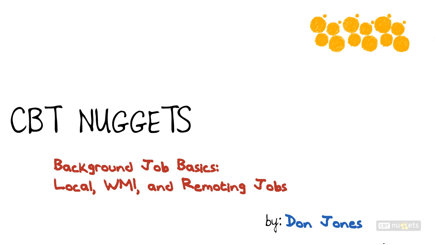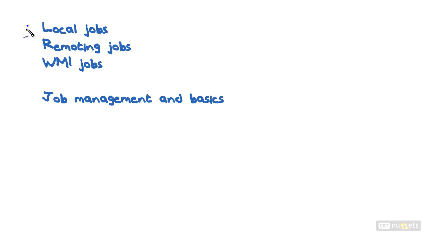It's all called background jobs, and as the name of this nugget implies, we'll be looking at 3 different types. We'll start with local jobs and the start job command, move on to remoting jobs and invoke command, and use get WMI object for some WMI background jobs. Along the way, I'll also be showing you some additional commands for job management and talking about some of the basic infrastructure of the job system within Windows PowerShell.